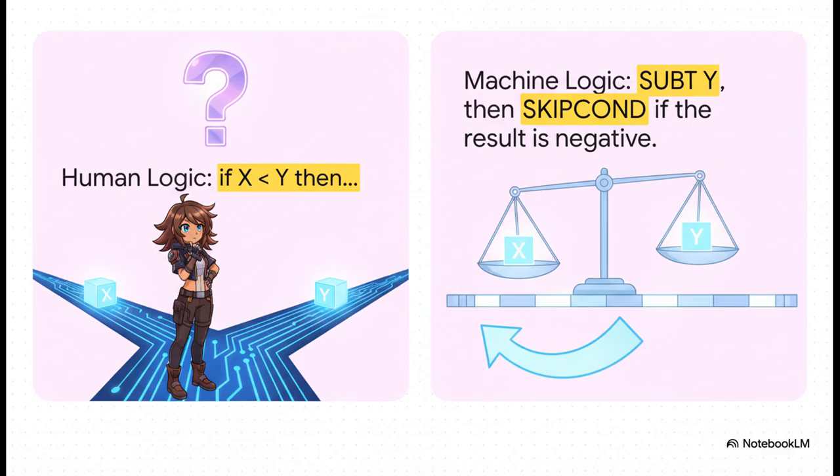First, it just does a subtraction, X minus Y. Then it uses this special command, SKIPCOND. This command looks at the result on the workbench. If that result is negative, which means X really was less than Y, it does something super simple. It just skips the very next instruction in line.